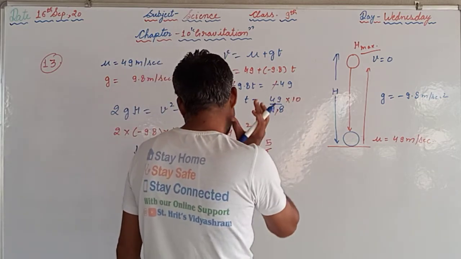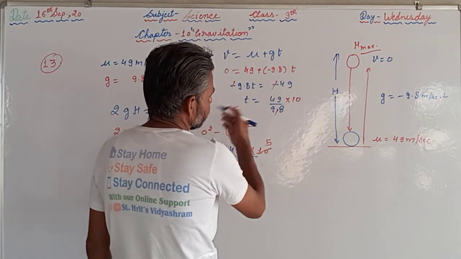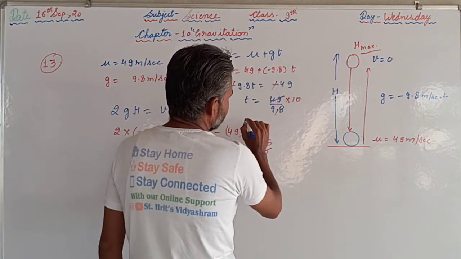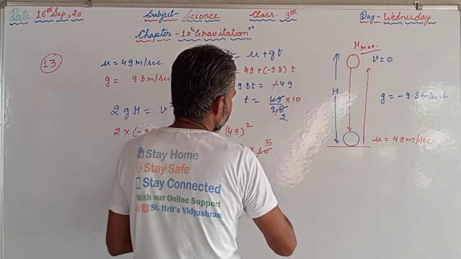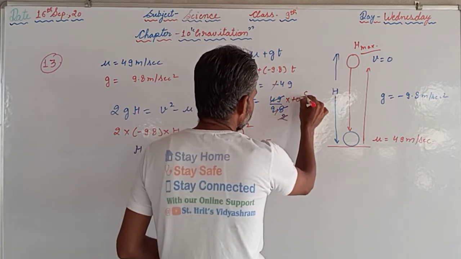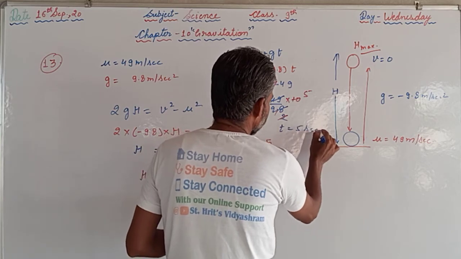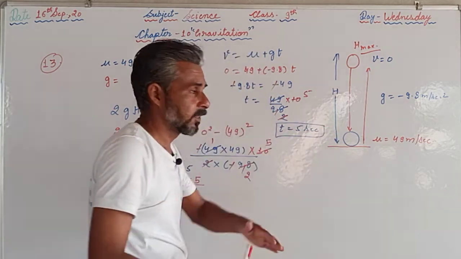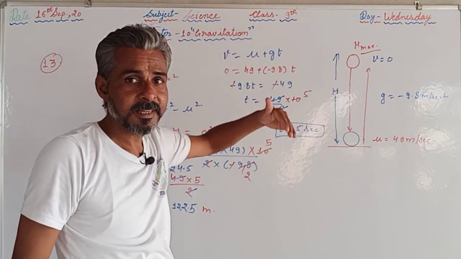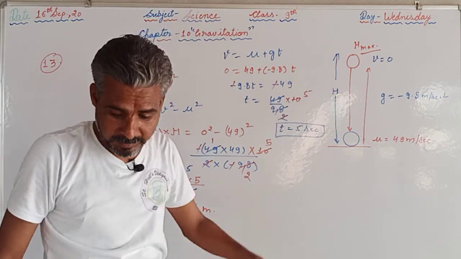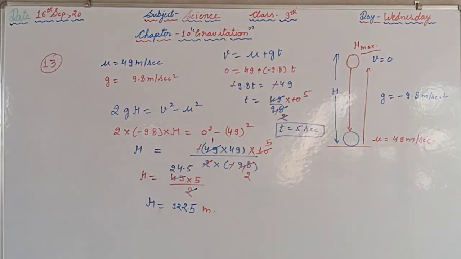So 49 multiplied by 10 is 490, 9.8 multiplied by 10 is 98, and t will be 5 seconds. 5 seconds in reaching the maximum height and 5 seconds again coming back to the same place. So the total time will be 10 seconds. So like this we are supposed to proceed with the question.